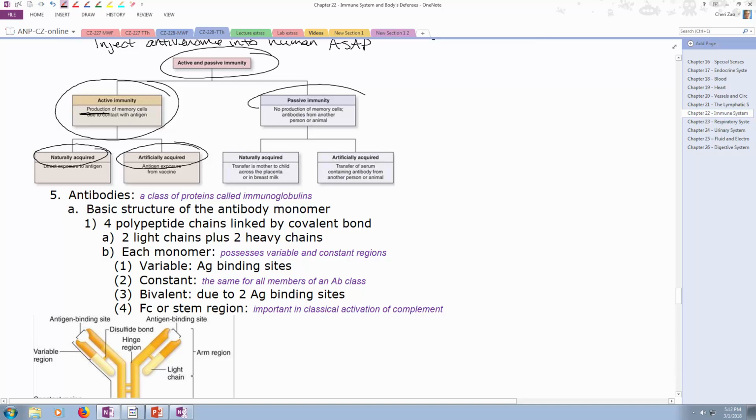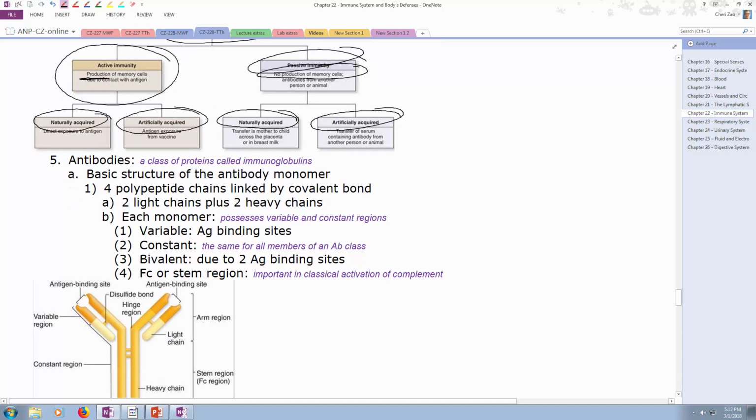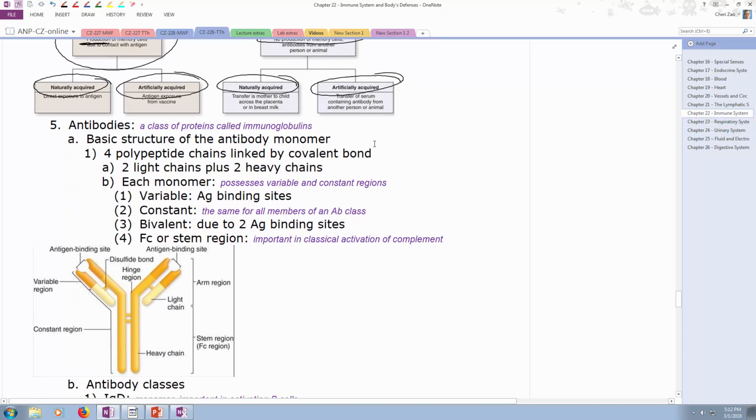Okay, so passive immunity, we have no production of any sort of memory cells. We do not produce the antibodies, so if it's naturally acquired, that means we got it from somebody, like our mother. If it's artificially acquired, that means that we actually were given antibody in the form of antivenom. Quickly, let's take a look at antibodies. We call antibodies immunoglobulins.